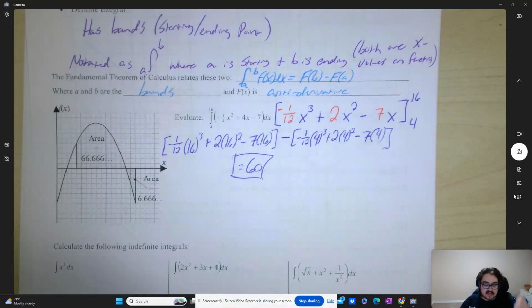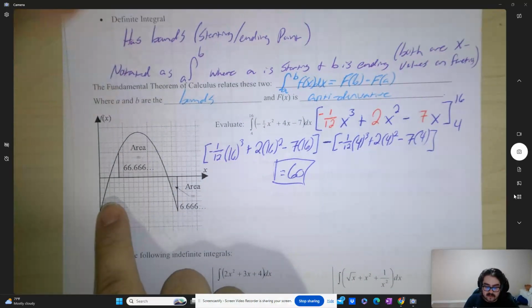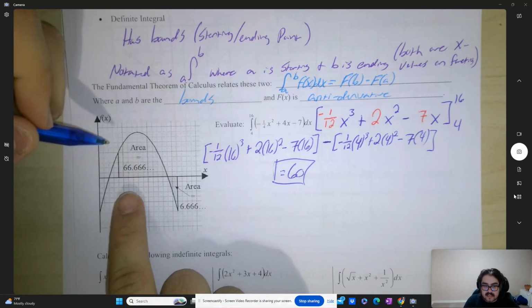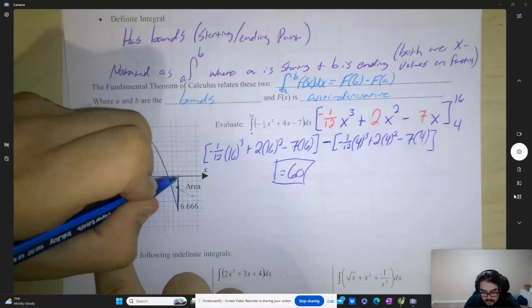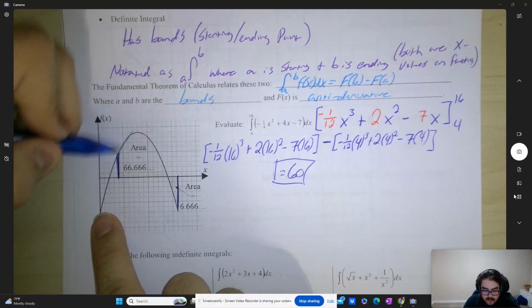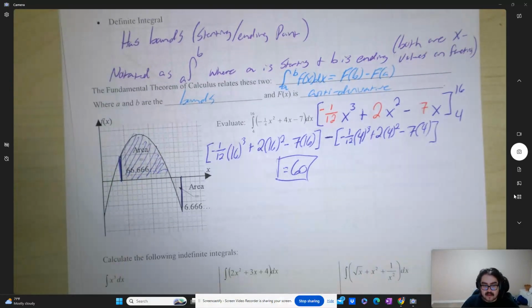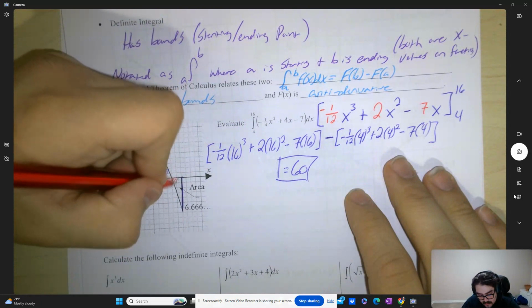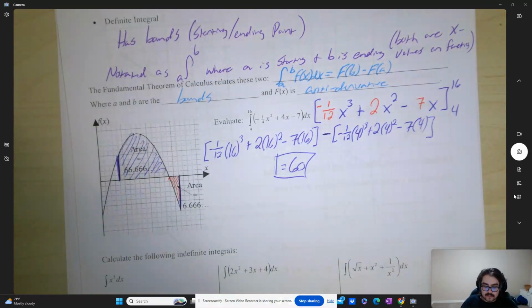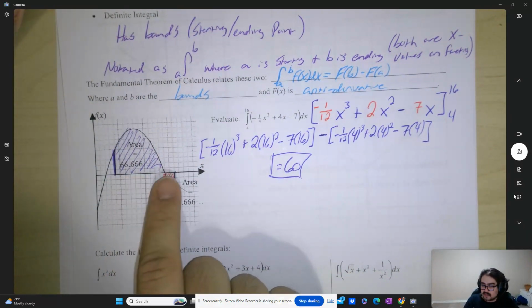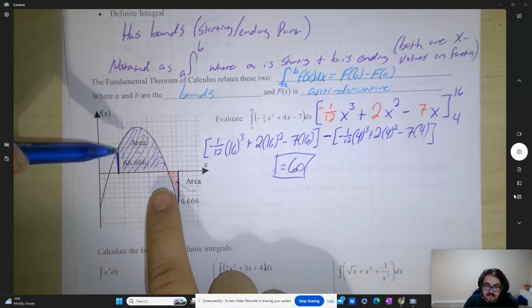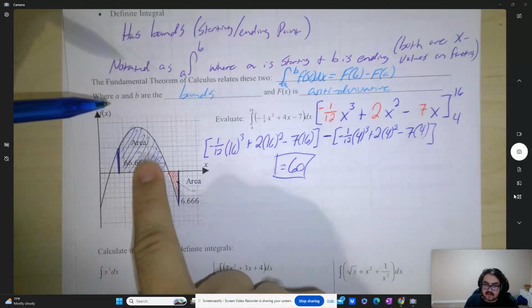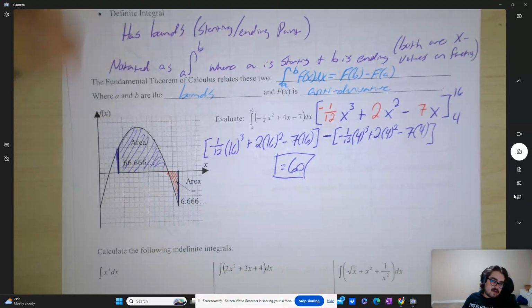And you can see that here because the function is shown to the left here. You're taking the area from this point. These are your bounds. Okay? You've got a bunch of positive area up here, and then you have a tiny bit of negative area here, and it tells you what those values are. You would do the positive area 66.666, and then the negative area 66.666. You would subtract them because the negative area detracts from the positive area, and you end up with 60. Okay?